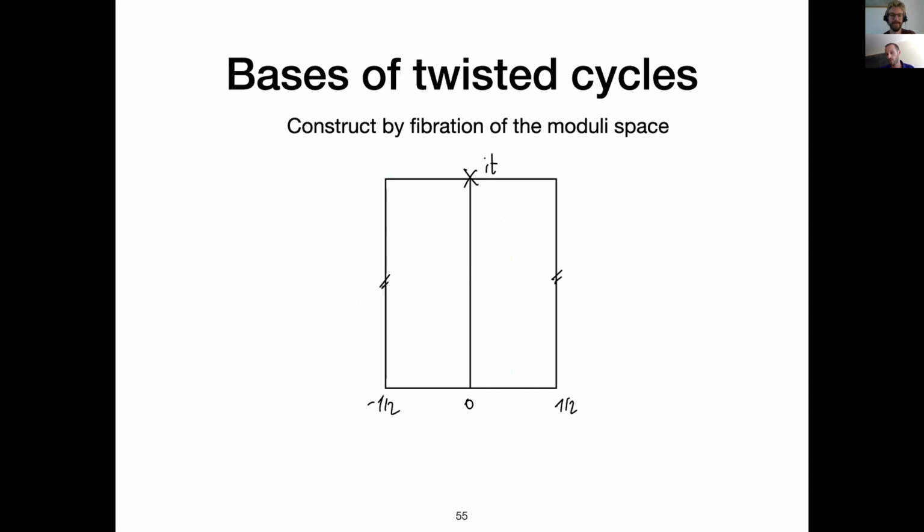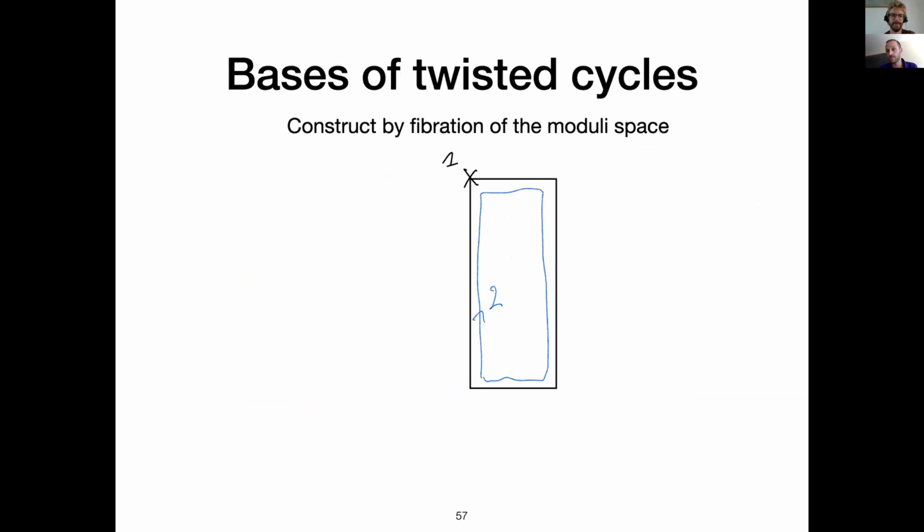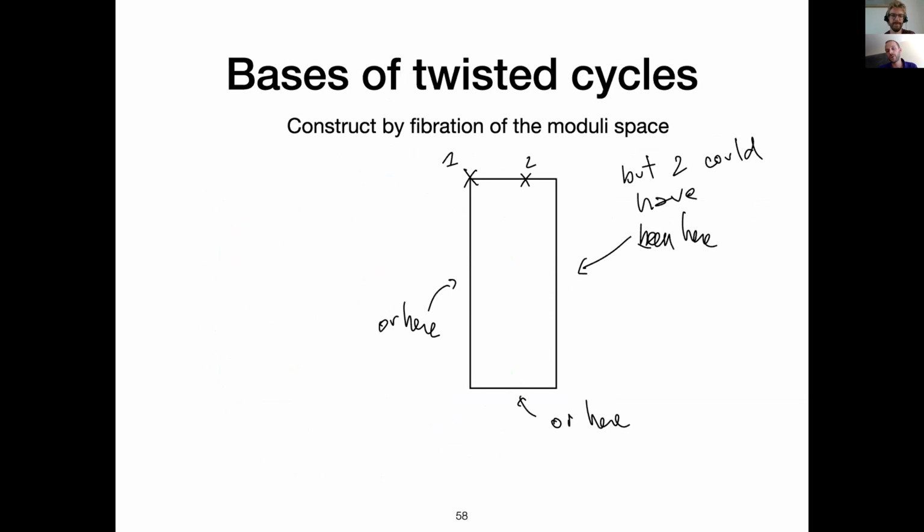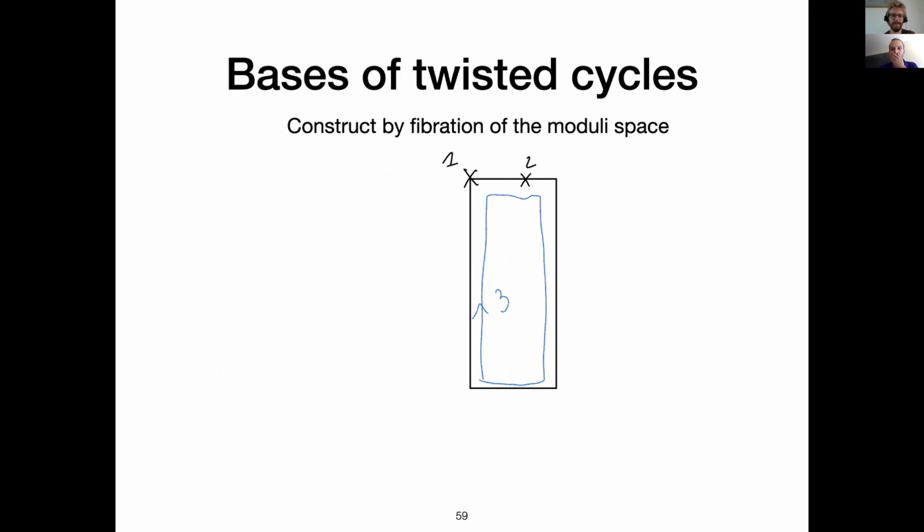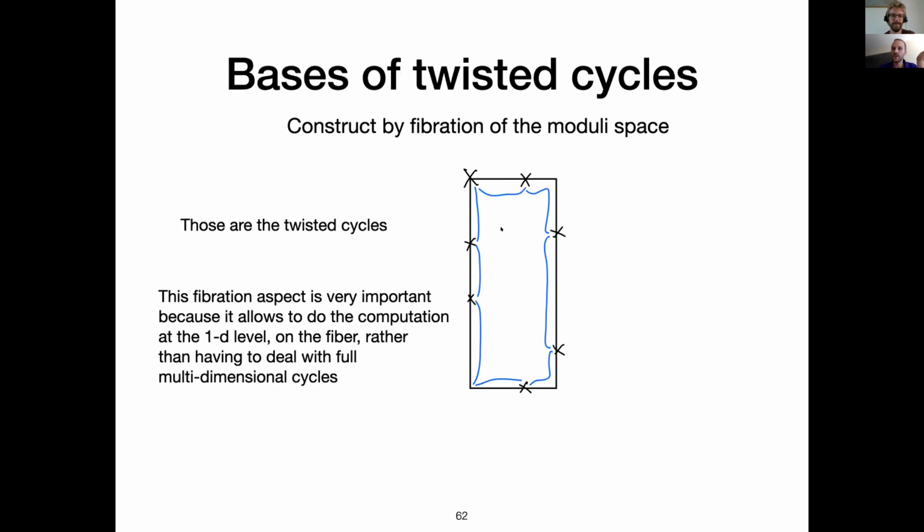You do it in the same way as we did at tree level. You want to use this fibration operation. So you fix one point up there, point number 1, and then you integrate point number 2 everywhere. It can be anywhere, right? Let's pick it on top, but it could have been on the side or on the bottom. Then you do the same for point number 3, and it can be anywhere again. So you iterate the process, and at the end, your cycles are just these blue lines.